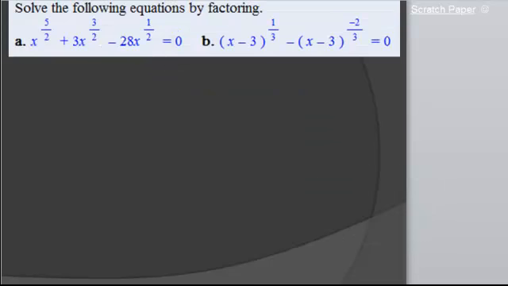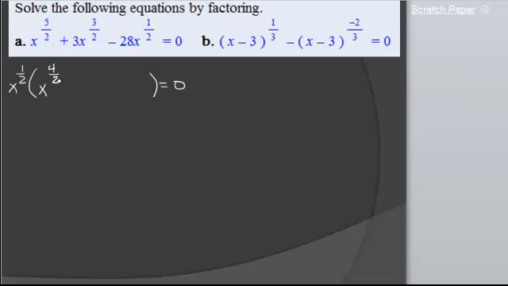We have something that might look like a quadratic, but I'm not quite sure. I think what we should try first is to see if we can make this one just a constant. That means we need to factor out an x to the 1/2 power. Okay, this is where you have to think a little bit. If you factor an x to the 1/2 out of an x to the 5/2, what are you going to be left with?